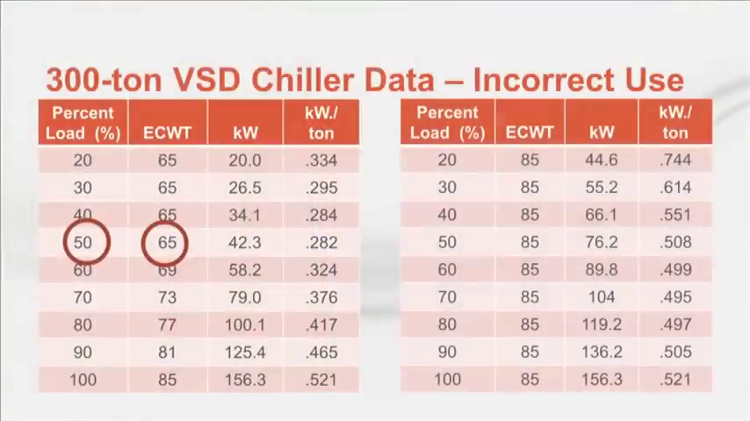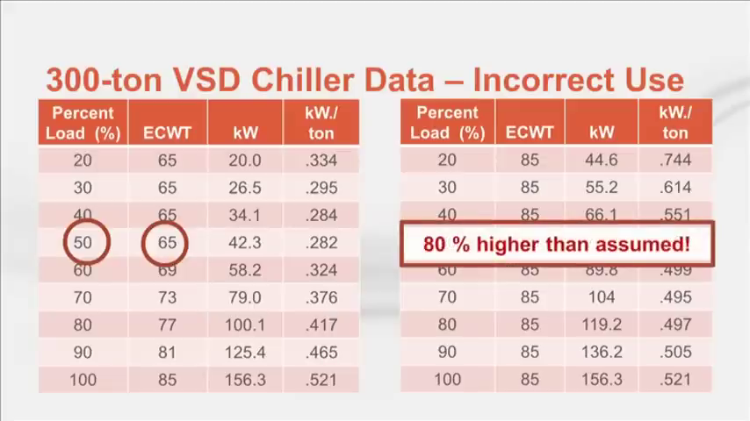But why does this matter? Well, let's take the case of a humid climate. The chiller may operate at many different load points, but not reduced entering condenser water temperatures. So performance data would be closer to that shown on the right. For example, at the 50% load point and 85-degree tower entering temperature, the kW is 80% higher than if we incorrectly use that data in the left chart. That's a big miss.